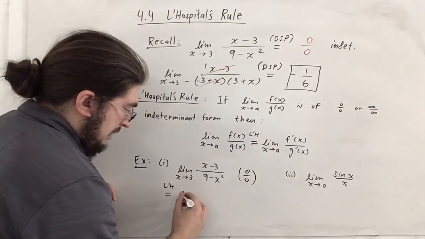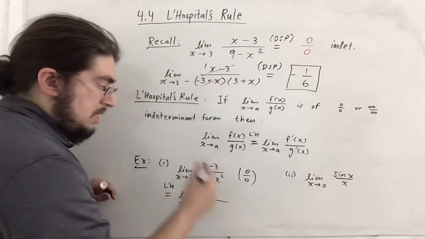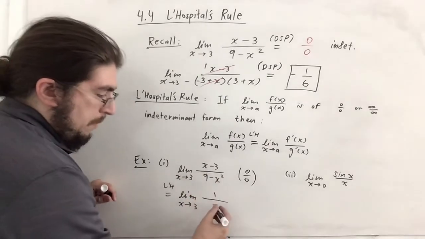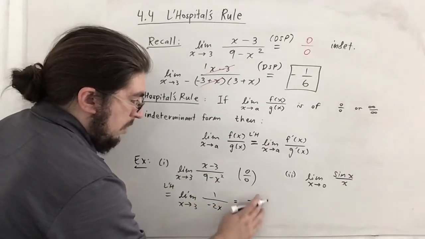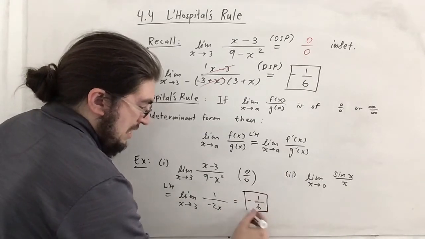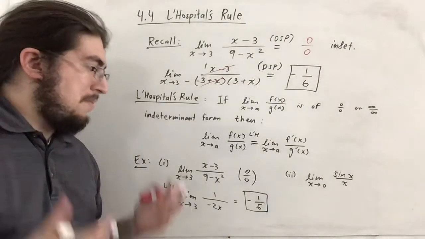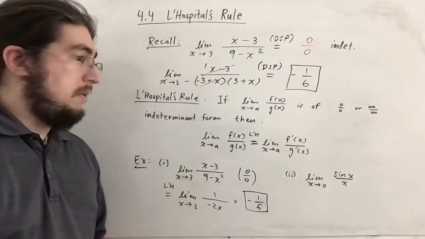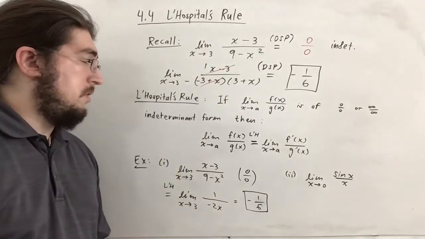And remember, that's the same limit as x goes to 3, but now on top we can write the derivative of the top, which is 1, and the derivative of the bottom is negative 2x, and then when you try DSP, you right away get negative 1 over 6, which is, wow, to say the least. This is one of the biggest mind-blowing applications of calculus to limits, which is right where we started off. So it's almost like we've gone full circle.